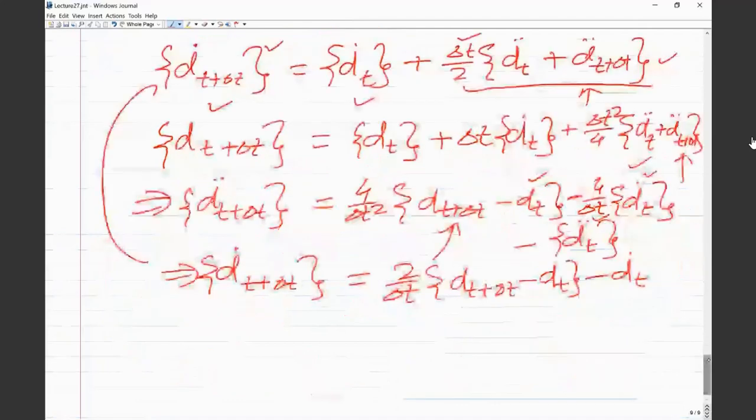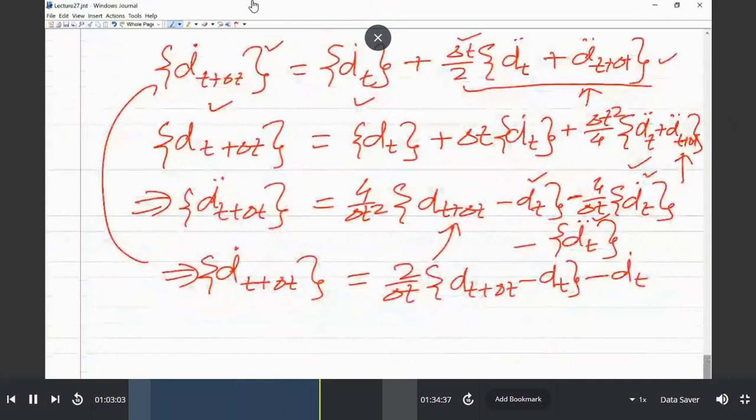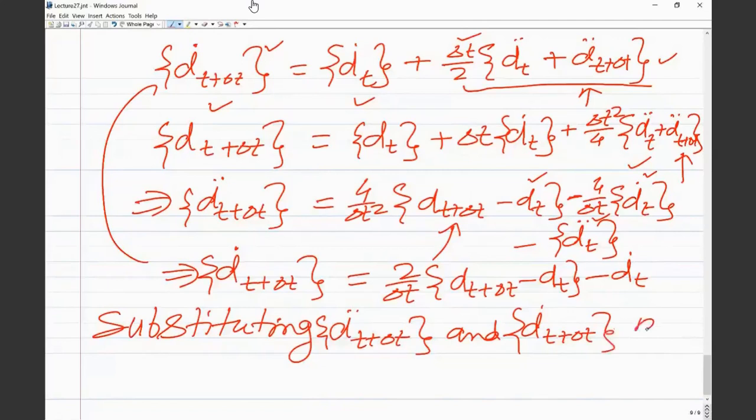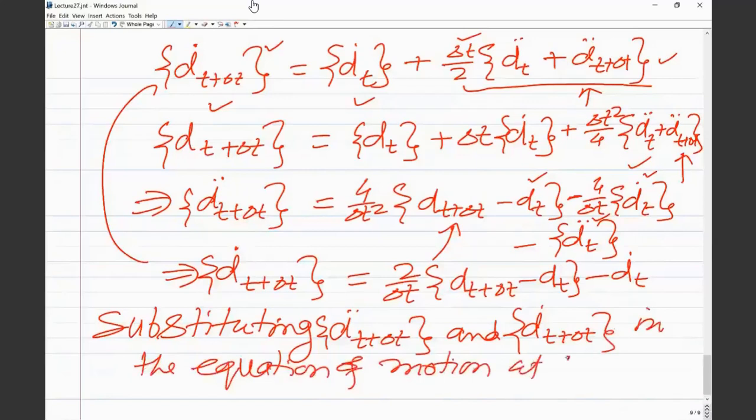Now we substitute this in the equation of motion. So substituting d double dot at t plus delta t and d dot at t plus delta t in the equation of motion at t plus delta t. So what do we get? So let's see that.